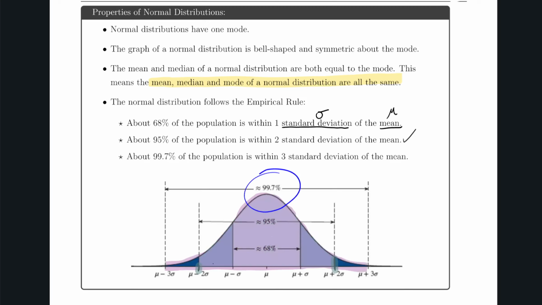So this is called the empirical rule for normal distributions, and keep these percentages and standard deviation distances in mind. So 1 standard deviation on both sides of the mean has 68%, 2 standard deviations on both sides of the mean has 95%, 3 standard deviations on both sides has 99.7%.